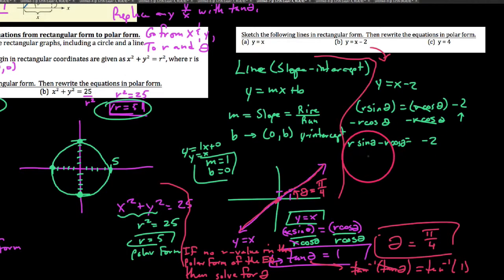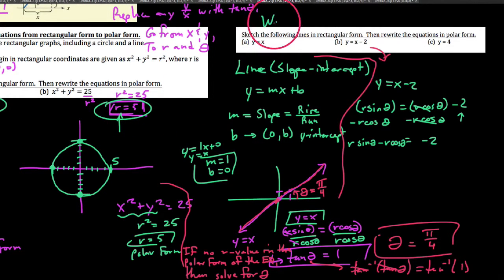And so the neat thing about this is, because we want everything in terms of r and theta here, really what we want to do is isolate r. I guess it is all in terms of r and theta. So let me be clear on this one here. Down here I wrote, if no r value in the polar form of the equation exists, then solve for theta. What we're always doing when we write things in polar form is isolating the r.